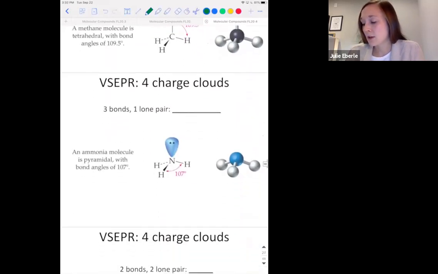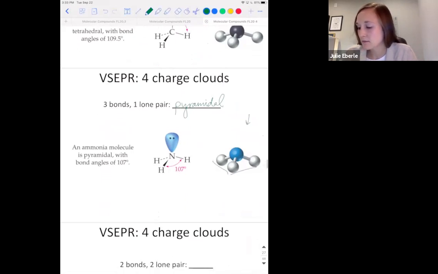3 bonded atoms, 1 lone pair. We said this is pyramidal. All right, nitrogen or phosphorus look like this, like 90% of the time. And again, when you visualize the actual molecule, you don't draw in the lone pair. You just see the atoms and the bonds.